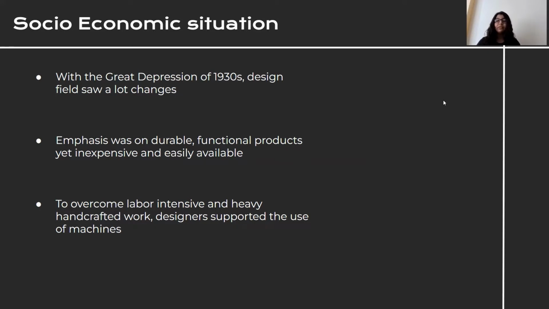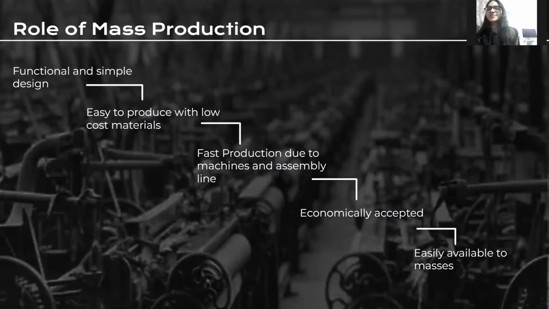The design field had to face economic constraints in production, which led to the importance of durable, functional, and inexpensive products. The designers wanted to overcome the labor-intensive and heavy handcrafted work, which made them rely on machines for manufacturing. As discussed earlier, mass production had a great impact on the designs of the 1930s. Designers started stressing simple and efficient products made of cost-effective materials. Besides this, machines led to fast and consummate production. This made the products economically acceptable and easily available to a large number of people.